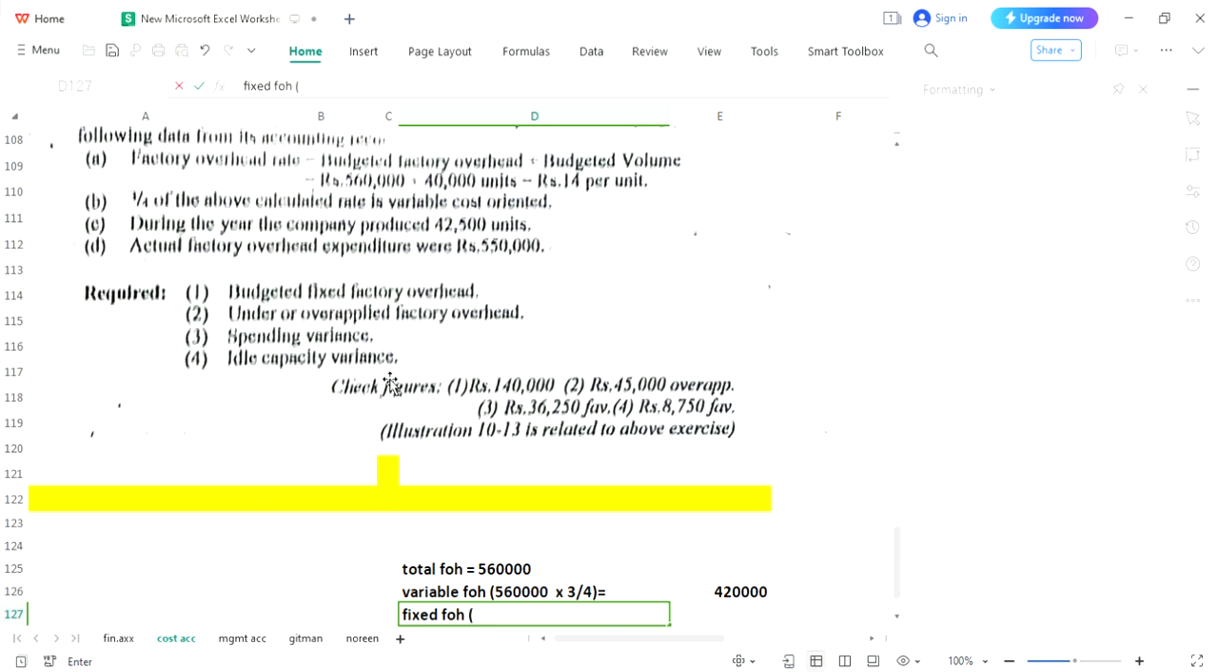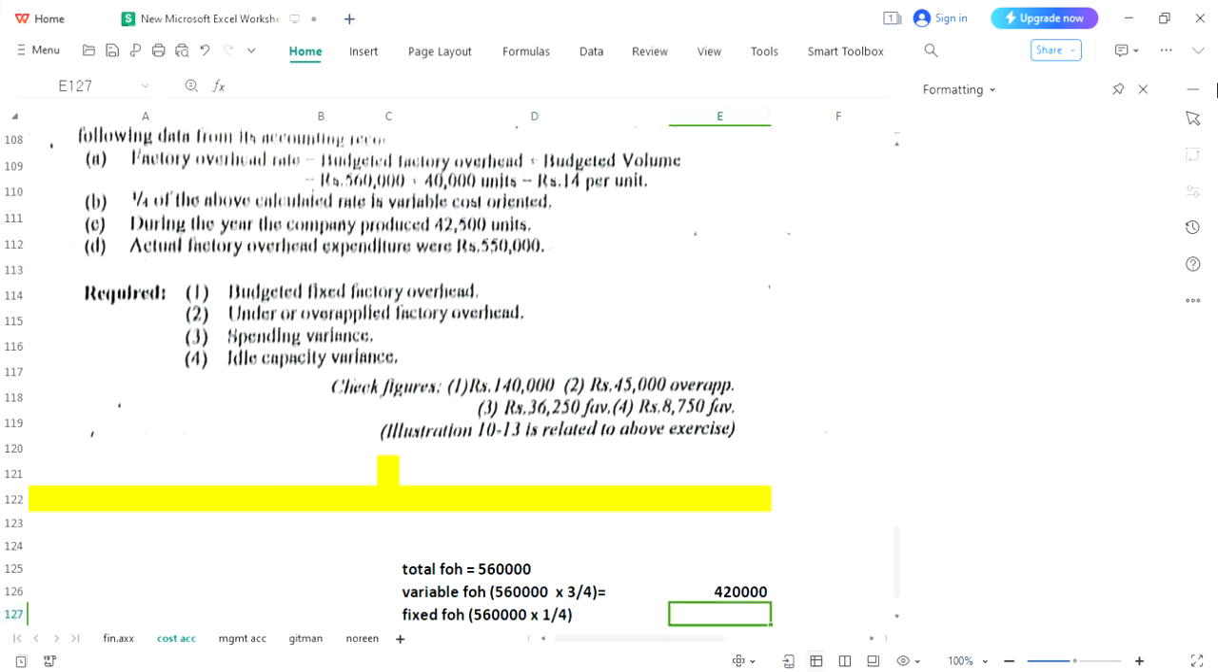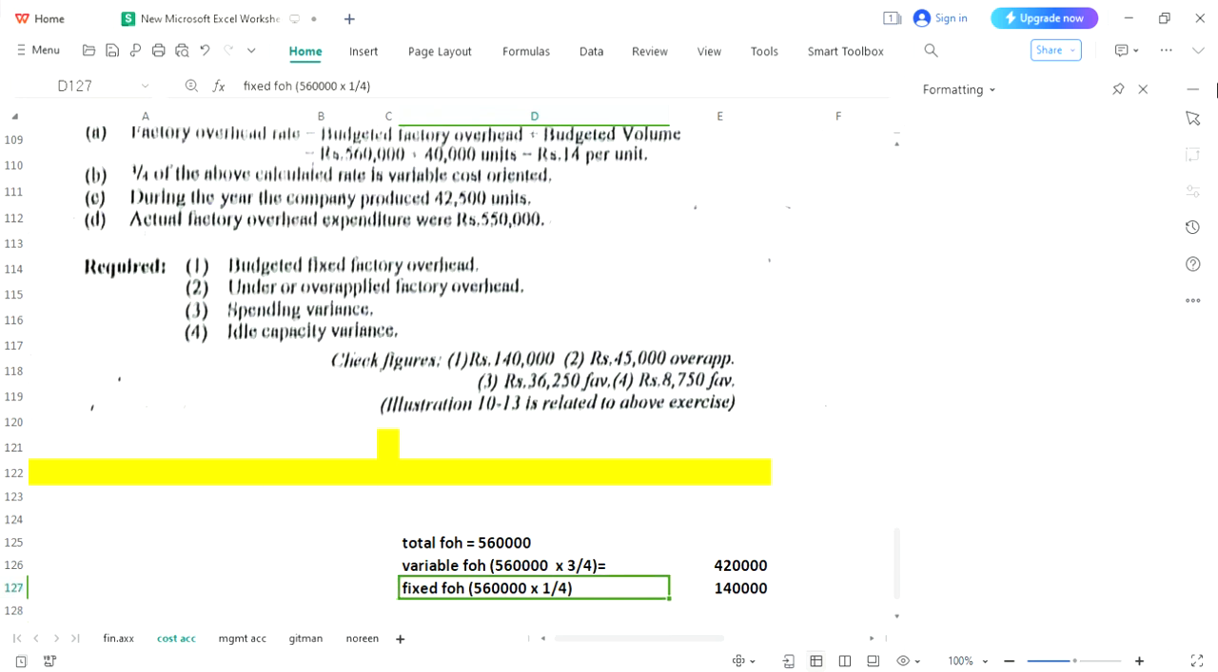We have already understood if 3 by 4 is variable, then 1 by 4 would be fixed. So 5,60,000, and it would be multiplied by 1 and divided by 4. This way you can calculate your fixed FH as well. Put it on calculator, 5,60,000, and it would be multiplied by 1 divided by 4. So here your fixed FH is also arrived, and you can see first requirement was budgeted fixed FH, and first answer is 1,40,000, and we have calculated fixed FH as 1,40,000.